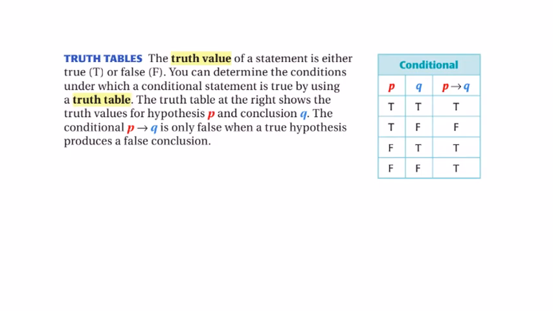Alright, so truth tables. The truth value of a statement is either true or false. It's got to be one or the other. There's no in between. You can determine the conditions under which a conditional statement is true by using this truth table. The truth table at the right shows the truth values for the hypothesis P and the conclusion Q. The conditional P implies Q is only false when a true hypothesis produces a false conclusion.